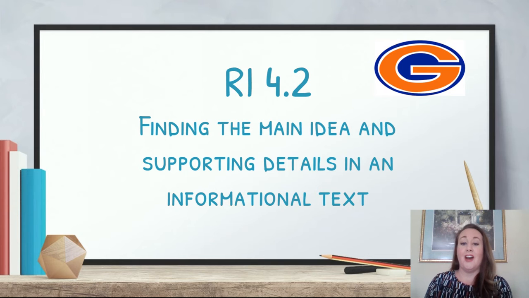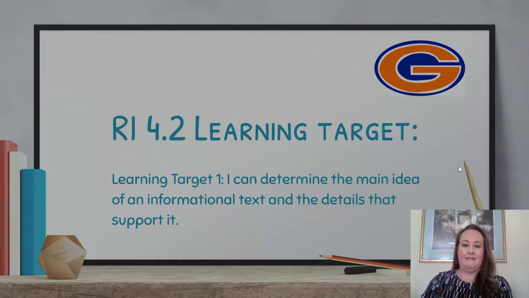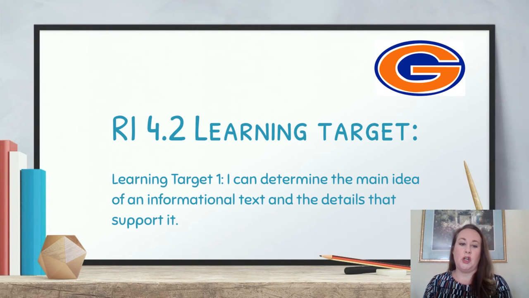Standard RI 4.2, Finding the Main Idea. Alright, so let's get started. First things first, let's talk about our learning target. This is the goal we are working for with our standard for today. I can determine the main idea of an informational text and the details that support it.